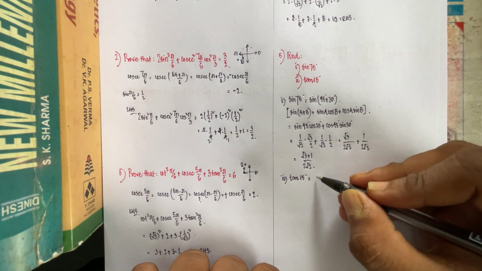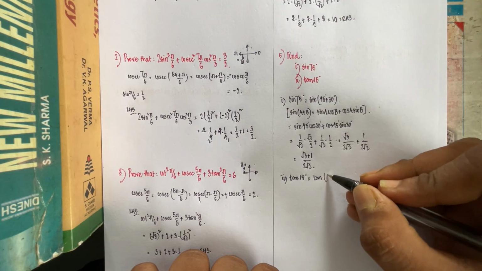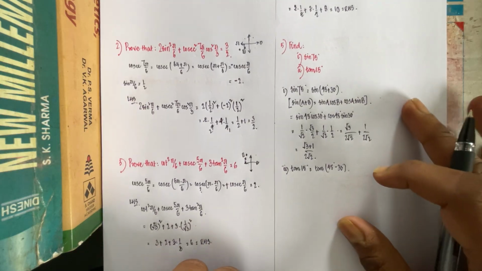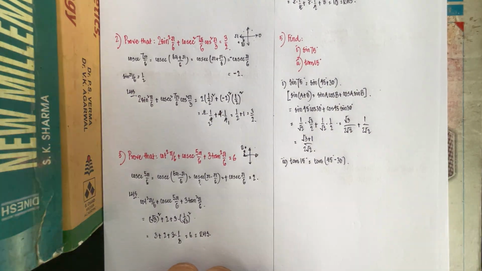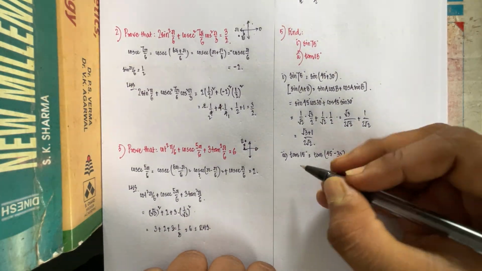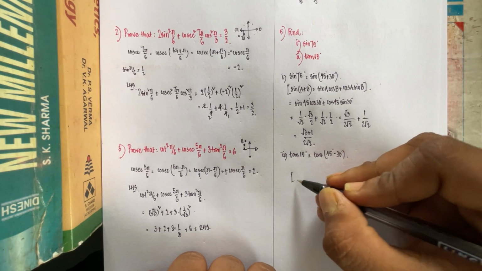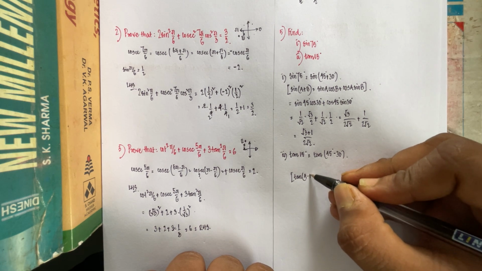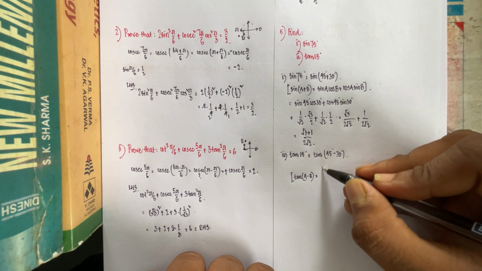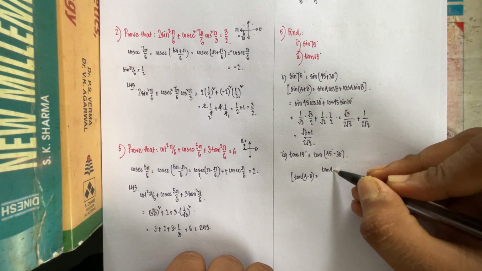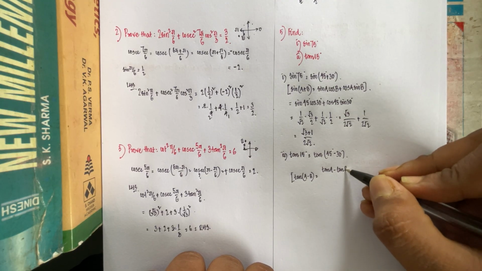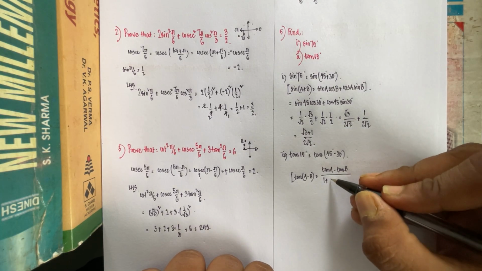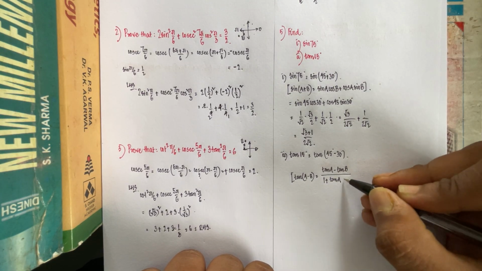So tan 15 degree can be written as tan 45 degree minus 30 degree. Here we are going to use the identity of tan A minus B. And what is the identity of tan A minus B? Tan A minus B equals tan A minus tan B divided by 1 plus tan A tan B.